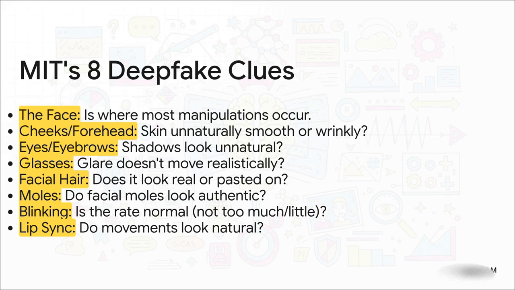Check the eyes for weird shadows. Does the facial hair look kind of painted on? Here's a classic one, blinking. Early deepfakes were notoriously bad at blinking naturally, so the person might blink way too much or not nearly enough. And finally, watch the lips. Sometimes the synchronization is just a tiny bit off. It's these little imperfections that are often the dead giveaways.